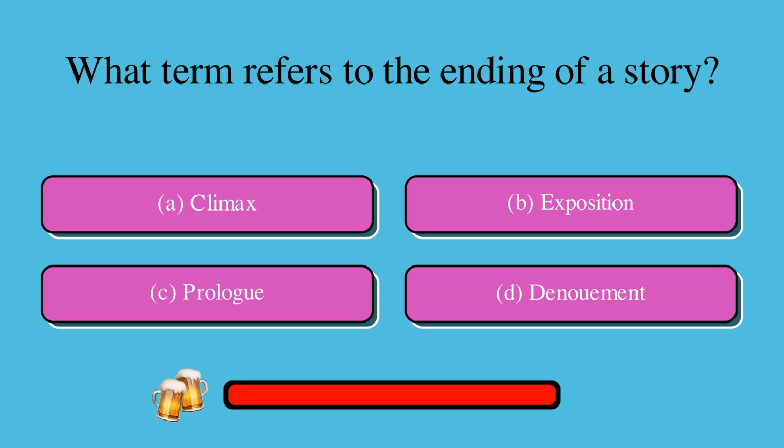What term refers to the ending of a story? Is it A, climax, B, exposition, C, prologue, or D, denouement? The correct answer is D, denouement.